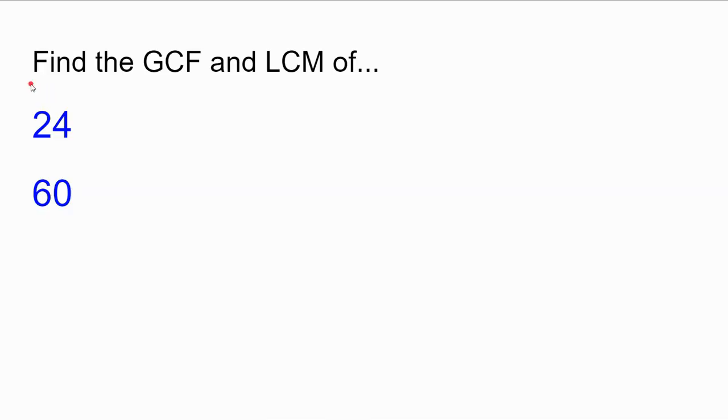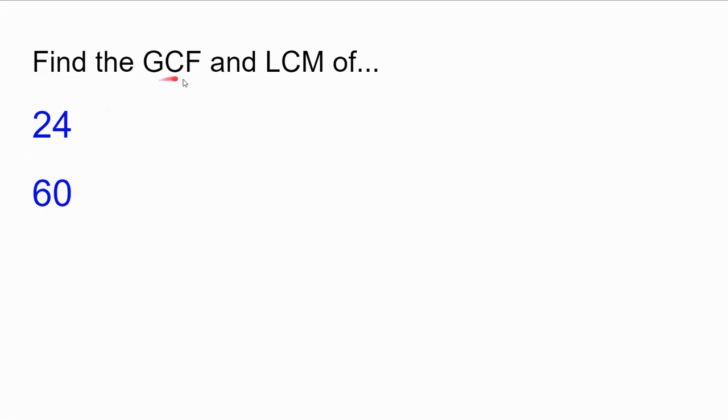Hi students, here's your warm-up problem. Find the greatest common factor and least common multiple of 24 and 60. Okay, so our strategy for both is the same. Make some lists and look at the ones in common. And then hunt down either the greatest or the least, depending on which one you're looking at.